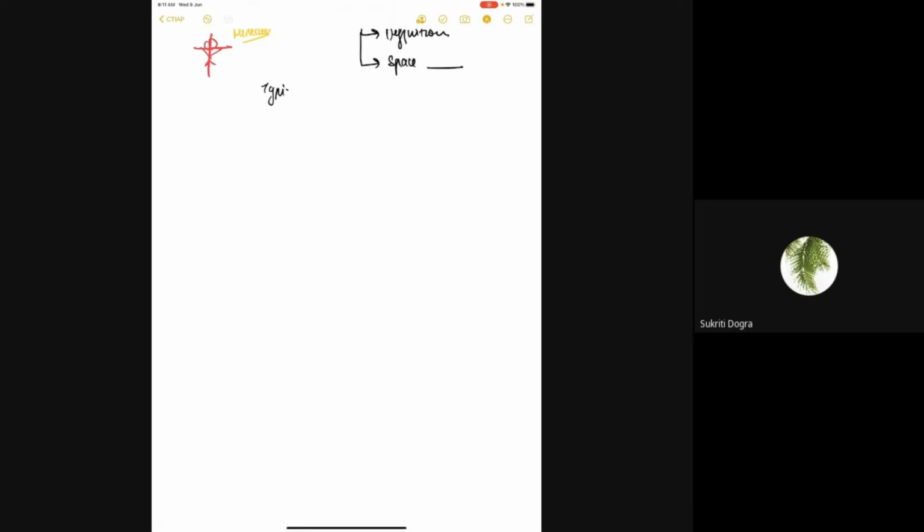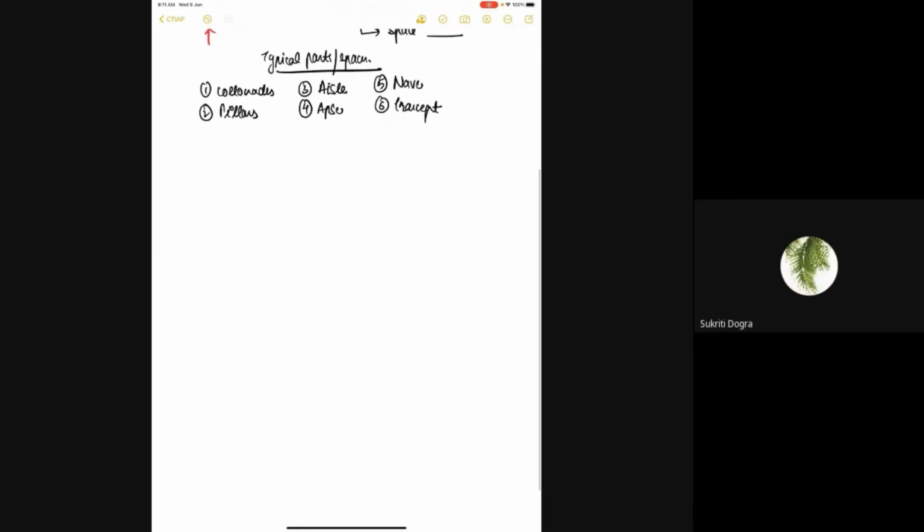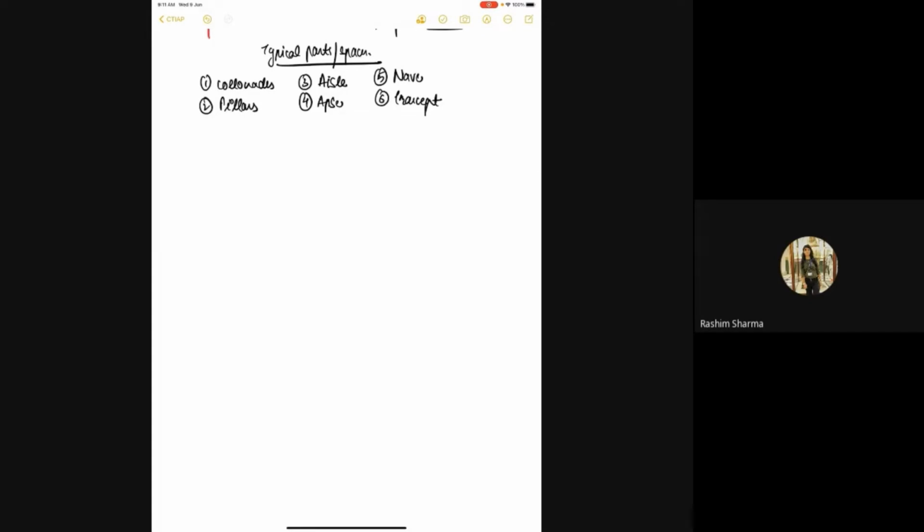what were those terms? Ma'am, colonnade, pillars, transept, aisle, apse, nave. Colonnades, pillars. This is aisle, not aisle as you said, it is called aisle. Apse, nave, transept. Is that it? Yes, ma'am. Nave is called the central aisle.